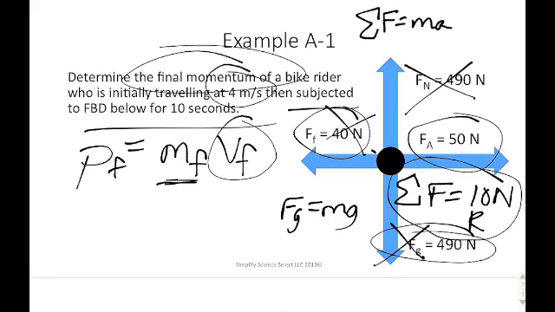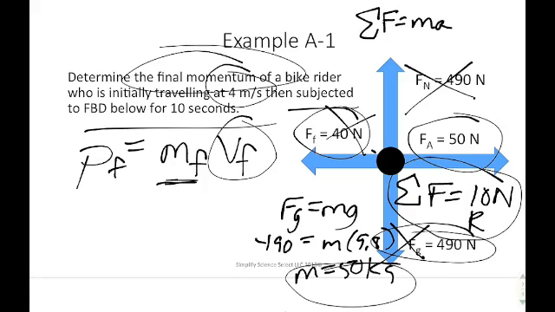So I can say, okay, if I have a weight of 490 and I'm on Earth where gravity is 9.8, then the mass is 50 kilograms. Now if I have a sum of the forces of 10 and a mass of 50, that allows me to solve for A. And A in this case would be 0.2 meters per second squared.